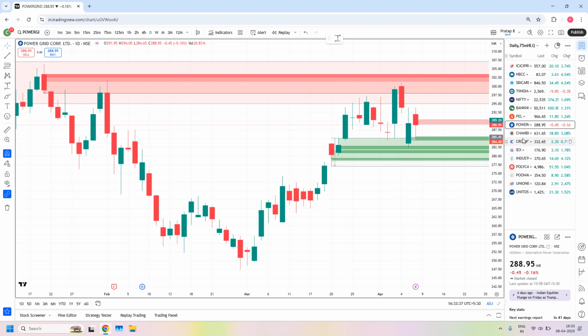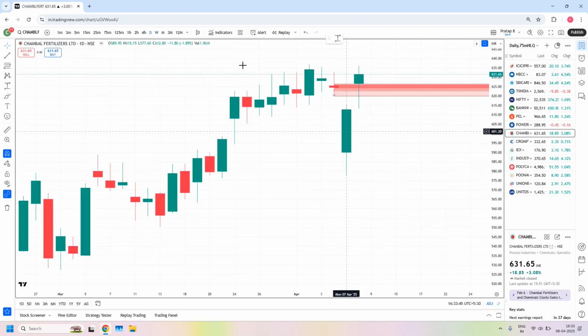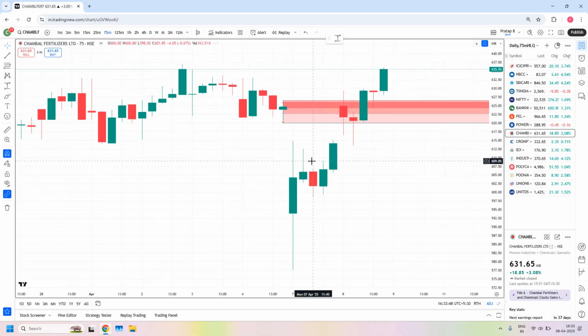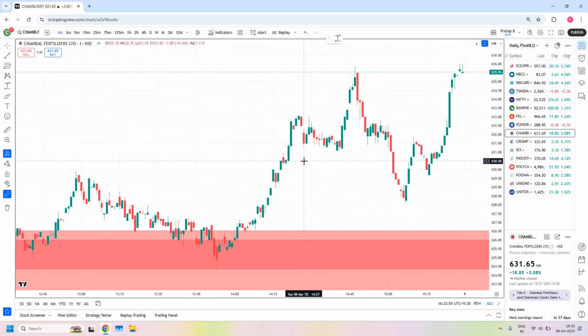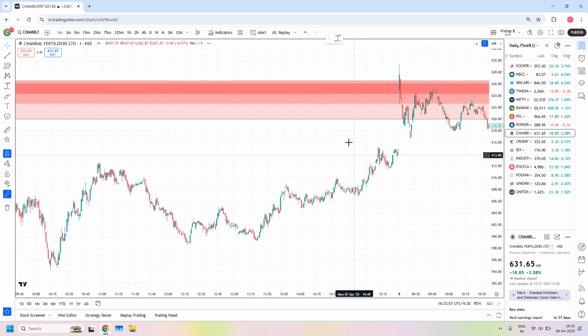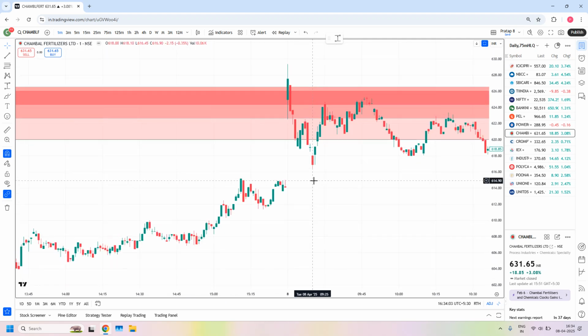Remaining all are, we got 8 75-minute zones. Let us see, I think almost all the zones are gone today. See, this is the first one, 75-minute zone. This is gone, right? This is a drop-base-drop. This is gone. When it is gone, morning 9:15, 1 minute candle. See, morning 9:15, 1 minute candle, the zone is gone. So that means we can't take a trade in this zone.